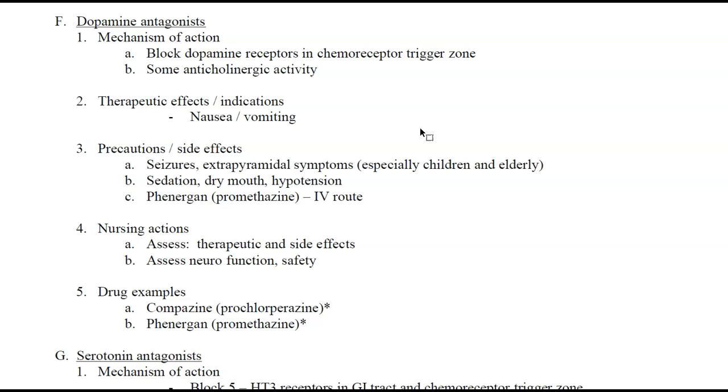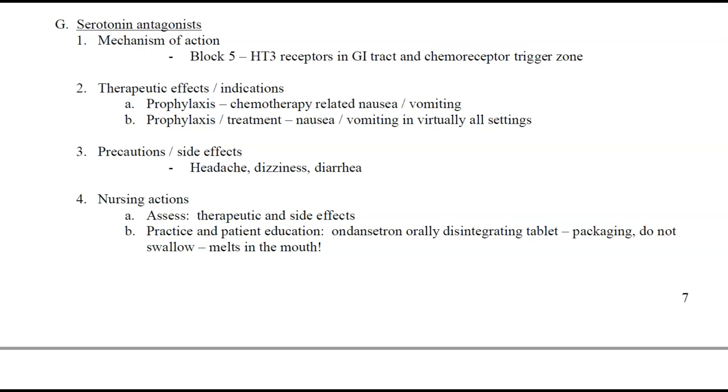The drug examples that we need to remember are prochlorperazine and promethazine. The most common one that we see clinically is actually promethazine. Serotonin antagonist. Let's recall what serotonin does. Serotonin affects emotion, also motor skills, and it can stimulate nausea. So what is the mechanism of action of this drug? This is a serotonin antagonist.